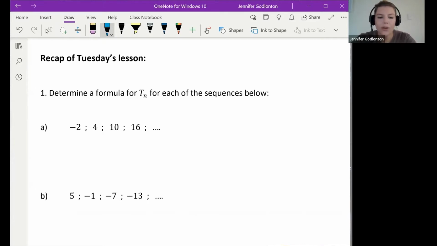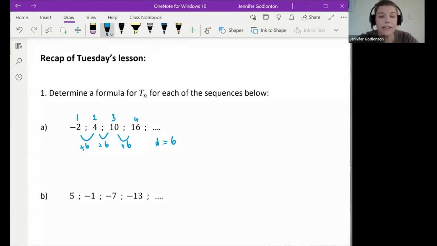Okay. So first thing we want to do when we are looking for a formula is I like to put the position, that's our n, on top of each number. You don't have to do that. It just helps us see what's going on. Next thing we look for is our common difference. So what are we going up in each time? How do we go from -2 to 4? How would we go from 4 to 10? How would we go from 10 to 16? Good, exactly. So every time we are increasing by 6, which means that our constant difference is 6.